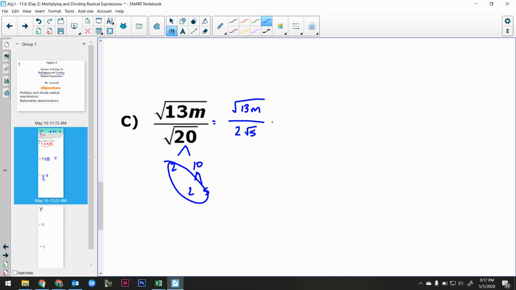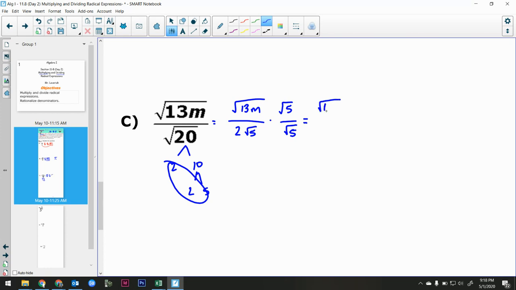So here's what we do. We multiply by the radical that's in the denominator. I don't want to multiply by 2 radical 5. I just want to multiply by radical 5. If you multiply by that whole thing, by 2 radical 5, you're going to have to reduce more later, and you don't want to do that.